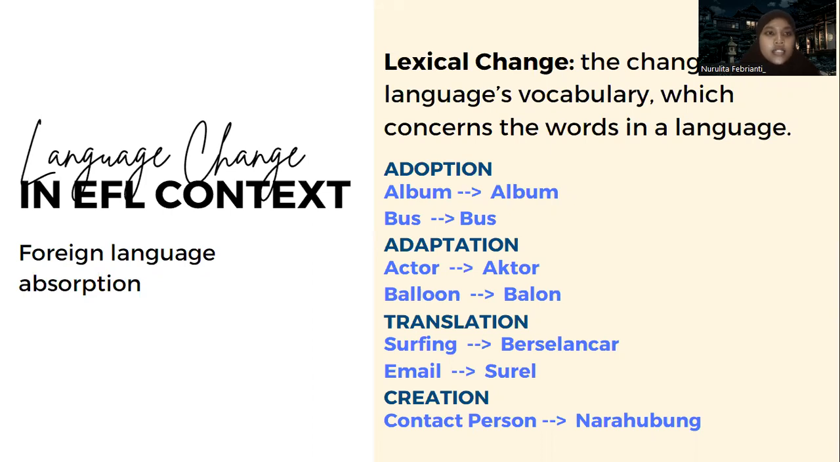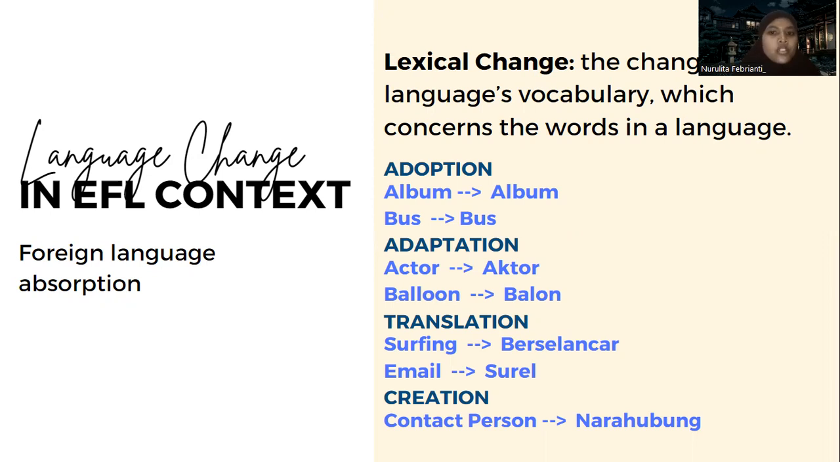We can see on the screen an example of language change in lexical change. Lexical change is the change in a language's vocabulary, which concerns the words in a language. In Indonesia we call it serapan, and in Indonesian law, when we take another language into our language, there are several steps we have to follow. The first one is adoption, and then adaptation, translation, and creation.